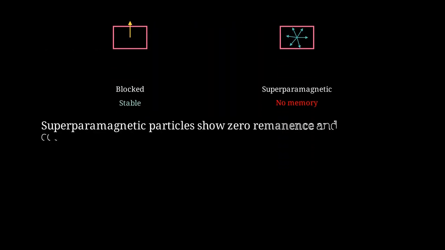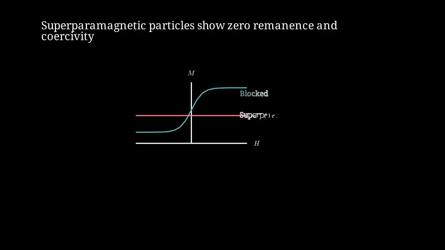In practical terms, super-paramagnetic particles show zero remanence, meaning zero retained magnetization, and zero coercivity, meaning no resistance to demagnetization. The hysteresis loop for a blocked particle shows a wide loop with remanence and coercivity. For a super-paramagnetic particle, the loop collapses to a reversible curve with no hysteresis.